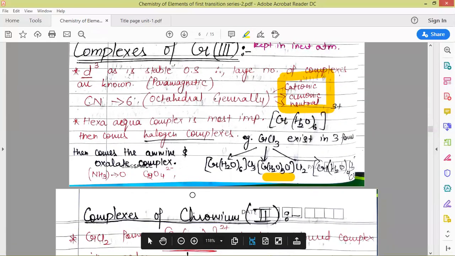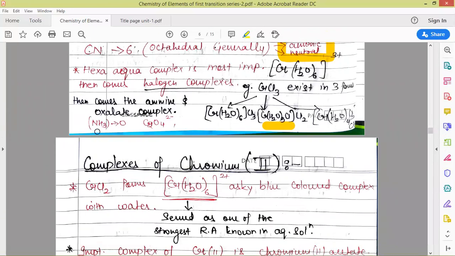Similarly, for chromium, hexaammine and oxalato complexes are also known. Ammine is a neutral ligand while oxalate is a bidentate ligand, and it also has 2 negative charge when it is used as a ligand.